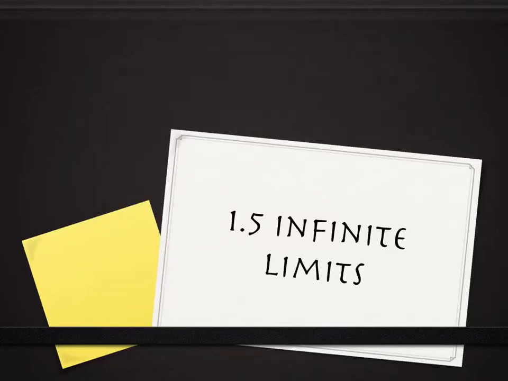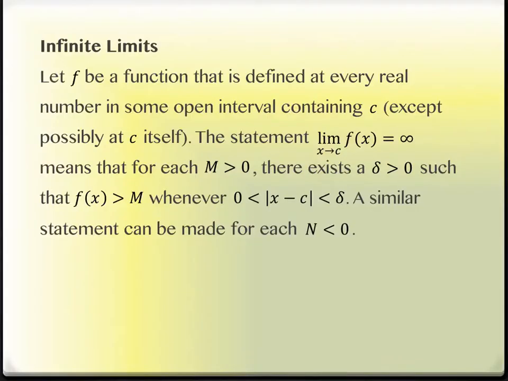Section 1.5 is infinite limits. And to start with, we're going to look at a definition that sounds really wordy. That's what it sounds like. Let f be a function defined at every real number on some open interval containing c, except possibly at c itself. So there might be a hole or an asymptote or a jump at c, but everywhere else we're good.